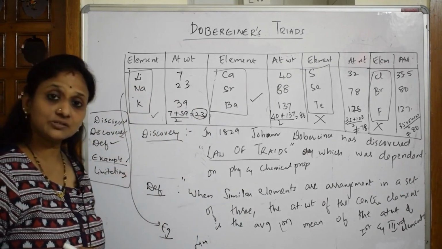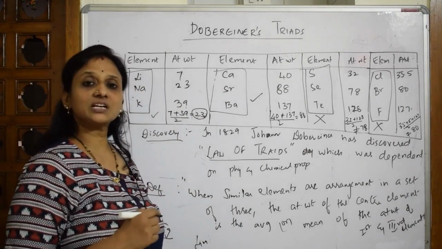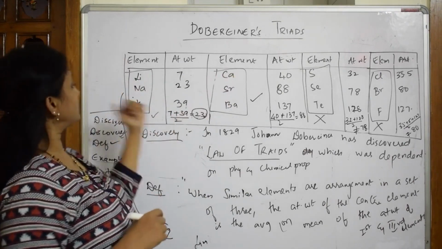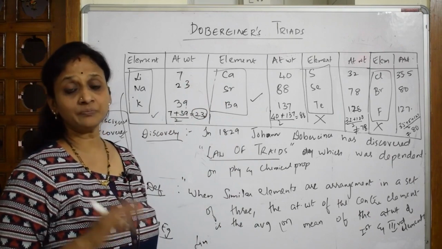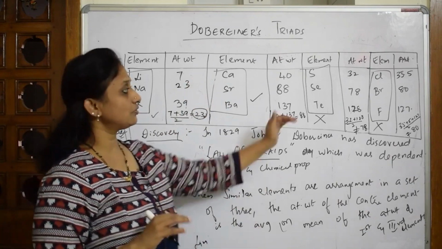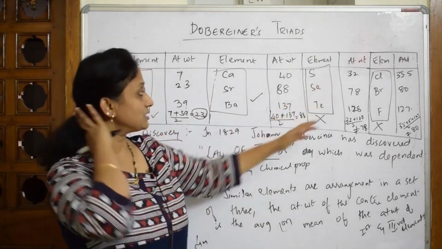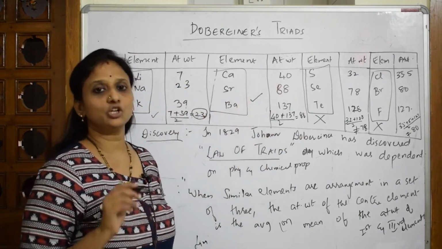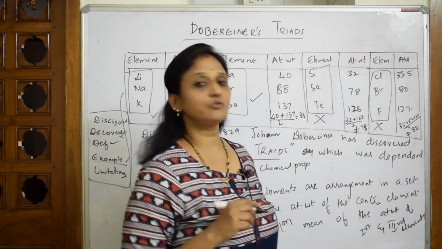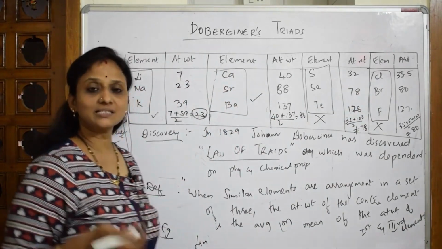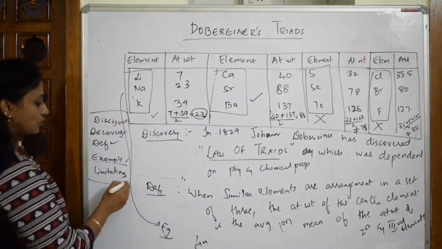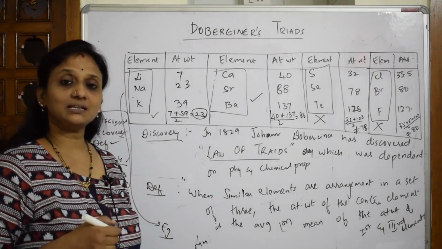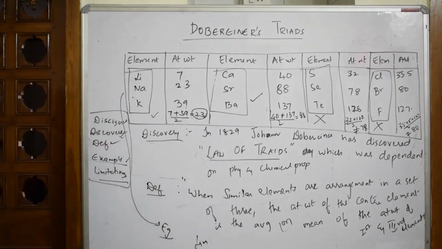Last would be the limitations. You will say Dobereiner's triads were applicable only to two sets, that is lithium, sodium, potassium, and calcium, strontium, barium, but it was not valid for other elements. When they started applying this concept to other elements like sulfur, selenium, tellurium, not applicable. Chlorine, bromine, fluorine, not applicable. Hence, this is the limitation of Dobereiner. So, this is Dobereiner's triad, students. Let's come back and learn Newlands' octaves.